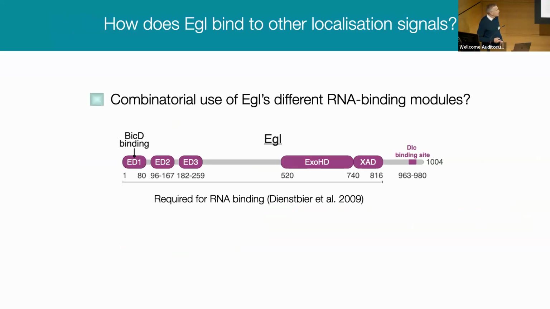But what then about the other localization signals? How does Egalitarian bind those? And we half expected that the protein would engage these different RNAs, which, remember, we couldn't see anything obvious in similarity between them, using different combinations of these RNA binding modules. And we thought about this because Egalitarian has a third low-complexity domain, which we call ED3, which does not bind TLS and wasn't present in our structure.